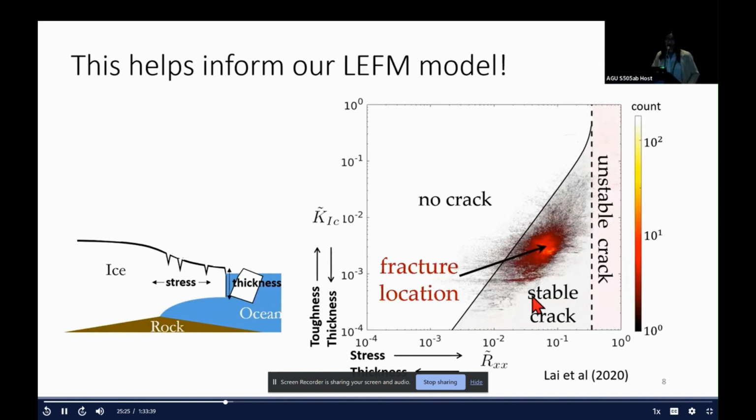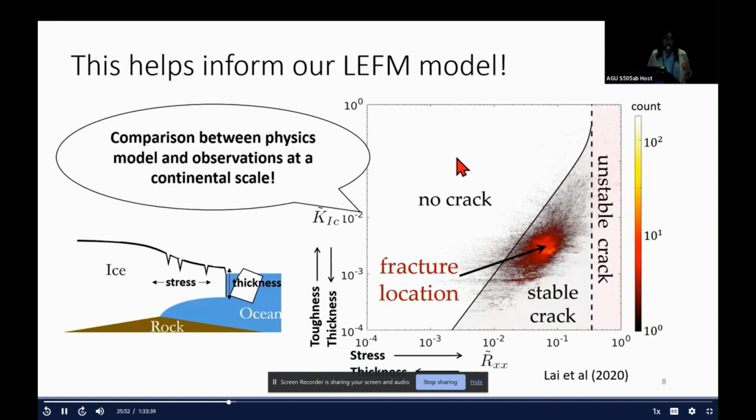And these points are the observations. Here we have about 2 million points, and each point represents the parameters calculated from the thickness, the stress, and the toughness at the fracture locations detected by the neural network. Here we see most of the points that the neural network detects as fractures fall into this gray triangle and are consistent with the theoretical regime that we expect.